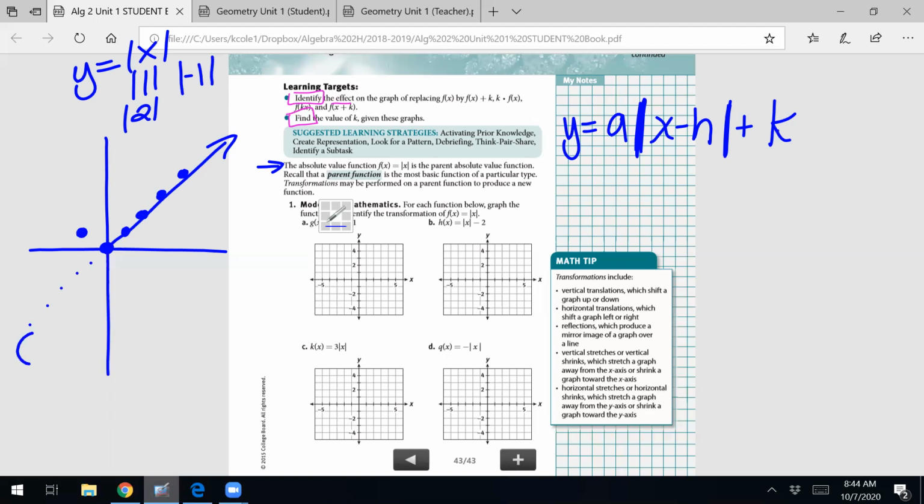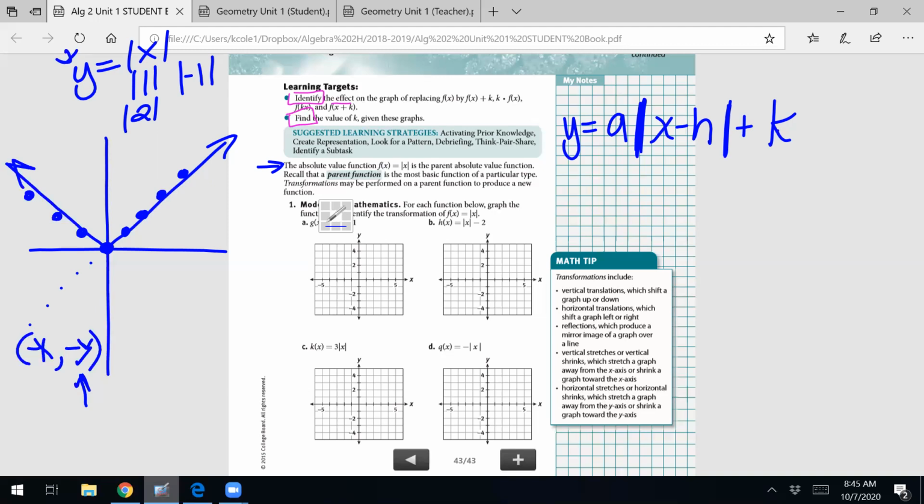Negative x, negative y, okay? But what we're looking for is we want all of those y numbers to be positive, because they're going to be the result of the absolute value. So we're actually going to just go this way. So we end up with a V graph. All absolute value graphs are V graphs.